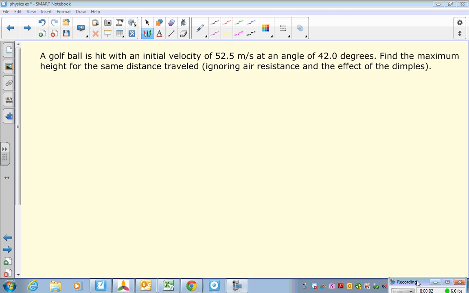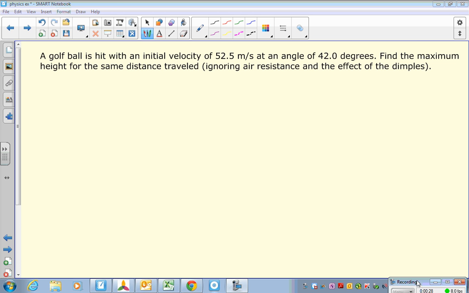Okay, in this problem, we're going to continue where we left off in the other golf ball problem, where we have the same initial velocity, the same angle, but instead of finding the total distance the ball travels, we want to find how high, what's the maximum height that the golf ball goes. Maybe there's some trees in the way or something, and we want to make sure that it goes under that. Or we're just curious. We want to know how high it goes.